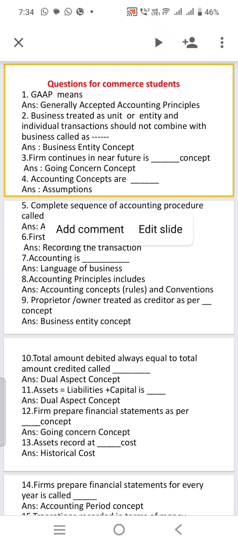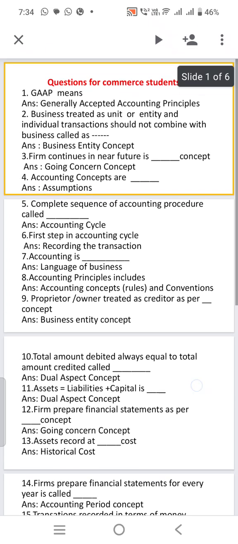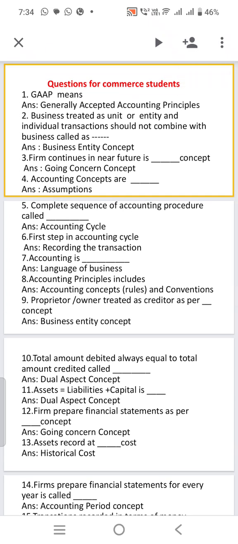Accounting principles can be divided into two ways. One is accounting concepts and accounting conventions. Concepts are basic rules. Every accountant must follow the accounting concepts while preparing the financial statements or financial accounts. The accounting concepts are nothing but assumptions. Another name for accounting concepts is assumptions. Every organization must follow accounting concepts while preparing the financial statements.